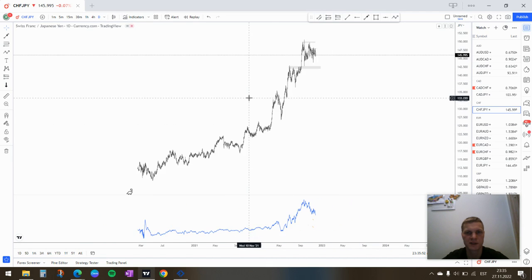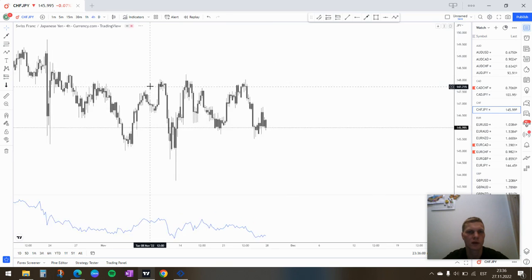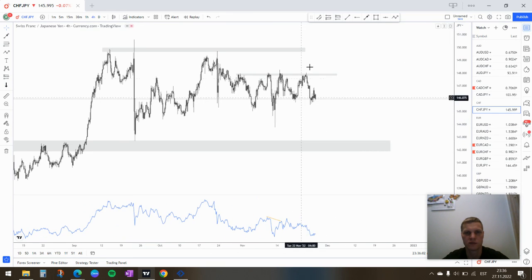CHF JPY, I'm still waiting for a proper break and retest to this zone. So I'm thinking it might drop from there. We'll have to see. It's ranging a lot. Price has bounced from here like 5 times already: 1, 2, 3, 4, 5. So I'm not confident that it's gonna bounce again. Probably not. I think it's gonna drop here.